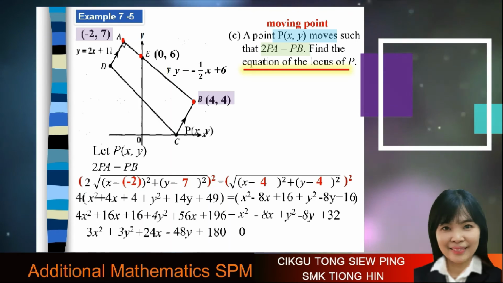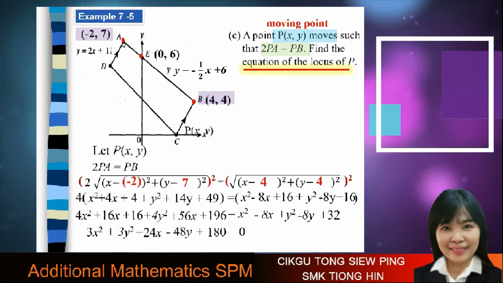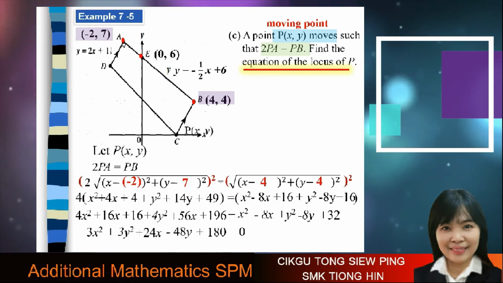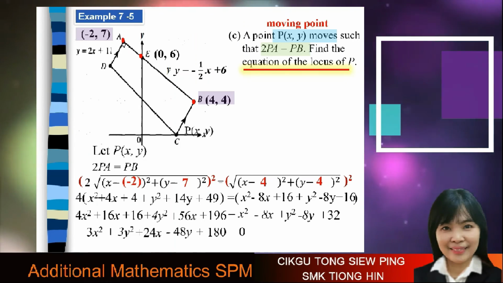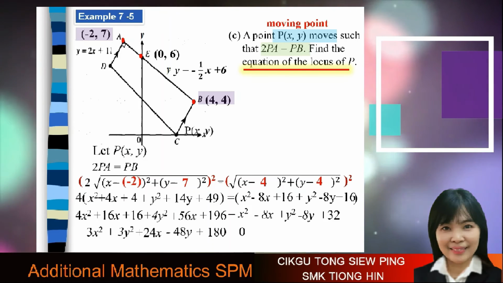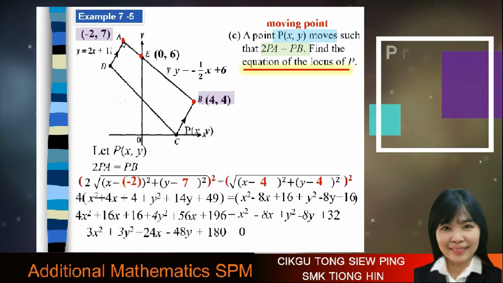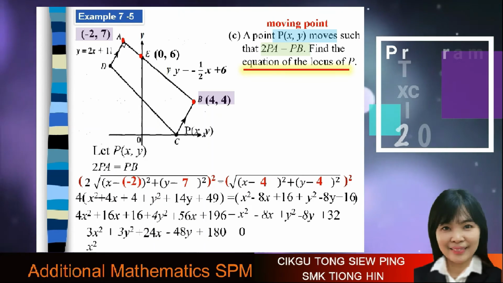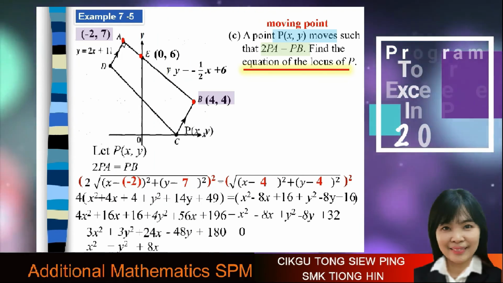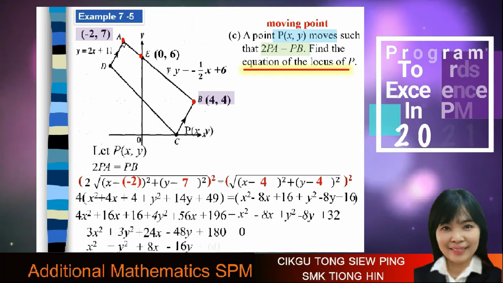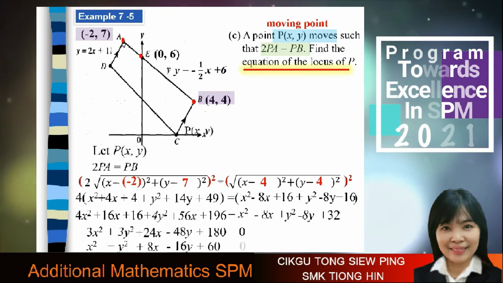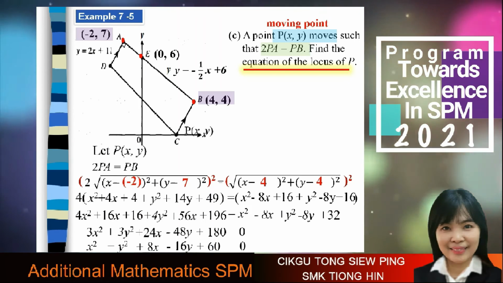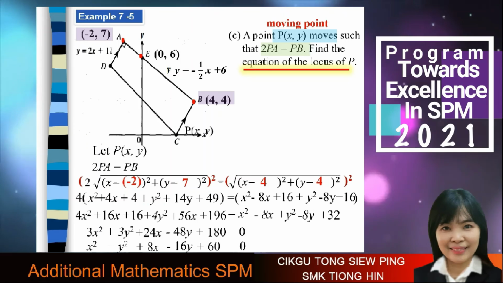And simplify your equation, you will get 3x squared plus 3y squared plus 24x minus 48y plus 180 equal to 0. But this is not in the simplest form. You have to divide each term by 3. Then you get x squared plus y squared plus 8x minus 16y plus 60 equal to 0. Then this is your equation of the locus of P.